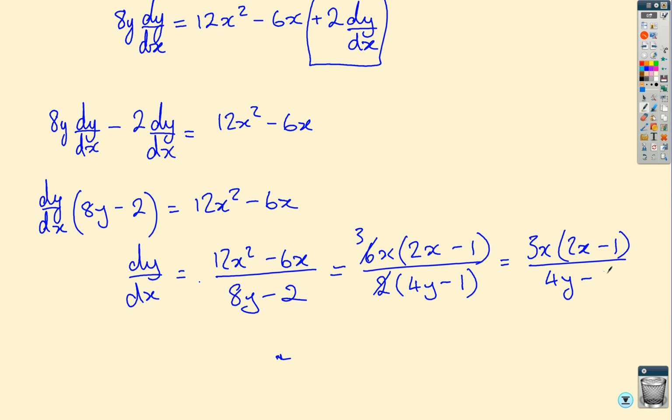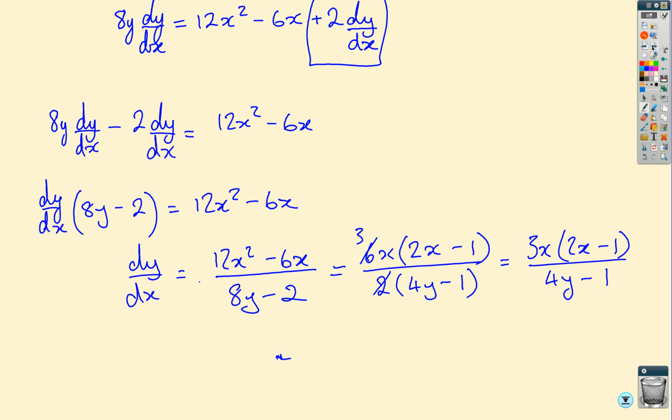Okay, so the steps are hopefully pretty clear there. Find your derivative, terms containing y, you get dy by dx put in, bring all the dy by dx terms to the left hand side, common factor the dy by dx out, and then rearrange and simplify your final derivative.